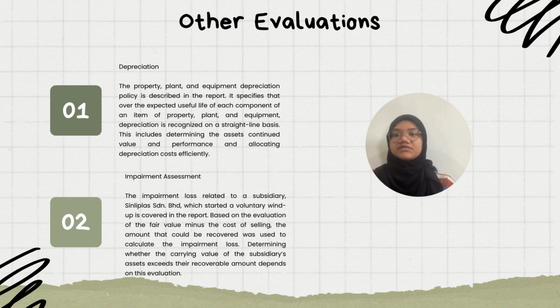Impairment assessment. The impairment loss related to a subsidiary, Cineplus Sdn Berhad, which started a voluntary wind-up, is covered in the report. Based on the evaluation of the fair value minus the cost of selling, the amount that could be recovered was used to calculate the impairment loss. Determining whether the carrying value of the subsidiary's assets exceeds their recoverable amount depends on this evaluation.